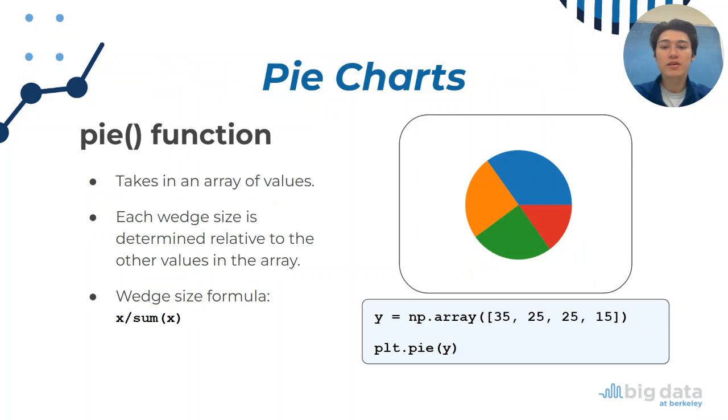A really neat feature of Matplotlib is the ability to create pie charts. Pie charts are great if you want to visualize a proportion of each observation. So let's say you and your friends raise money for a fundraiser and want to visualize the difference between how much each of you raised. Pie plots are a great candidate for that. The function will take in an array, and Matplotlib will determine the size of each wedge using the formula you see here.